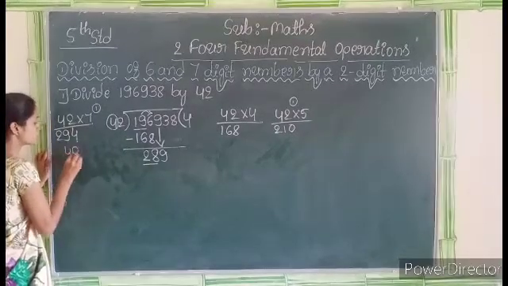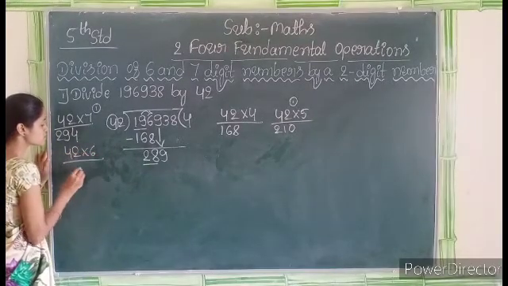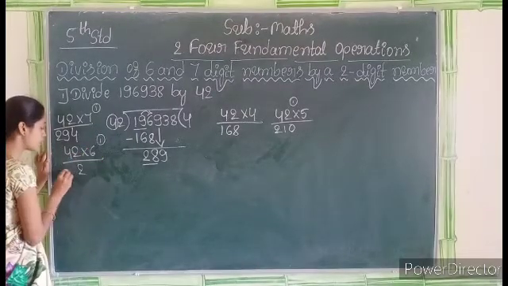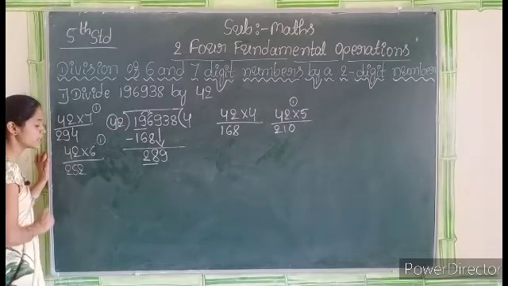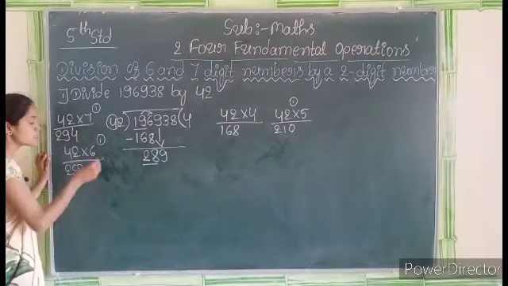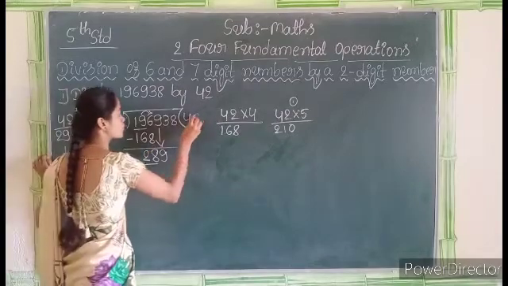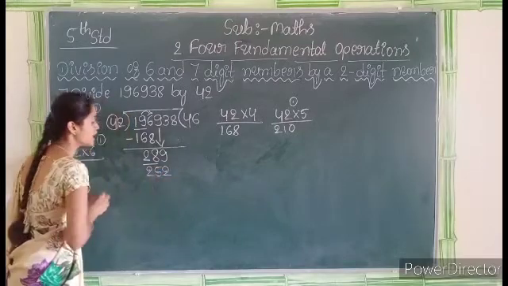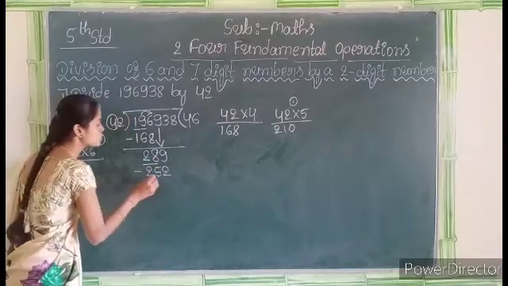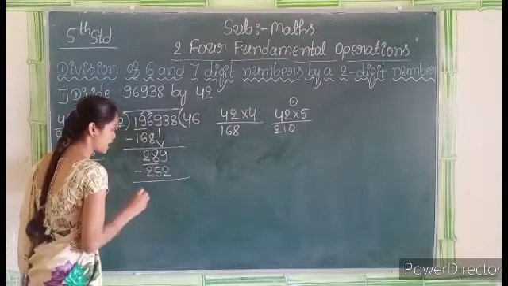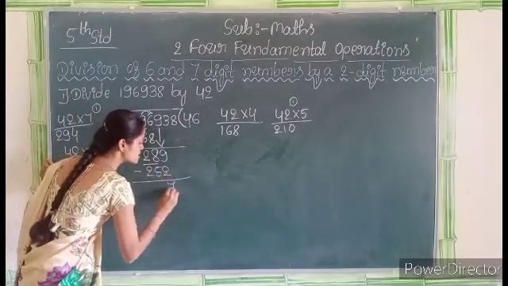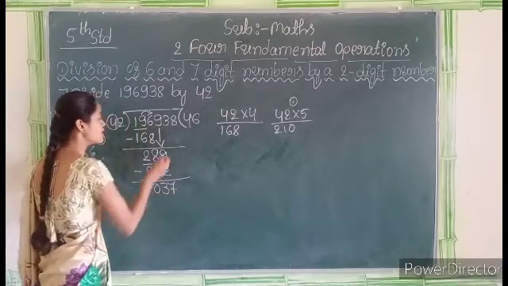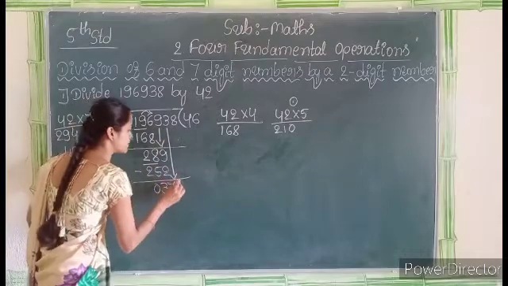Let's check with 42 6s. 6 2s are 12, then 1 carry, 6 4s are 24, 24 plus 1, 25. We get 252. So here 6 is the quotient and 252 is written below this 289. Now we have to subtract 252 from 289. 9 minus 2, 7. 8 minus 5, 3. 2 minus 2, 0. Now we have to bring down this 3.